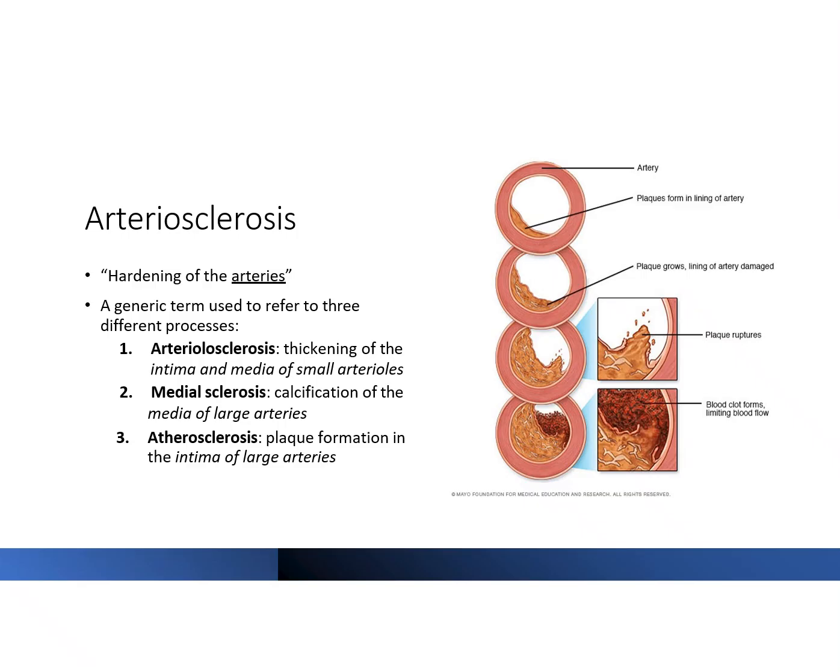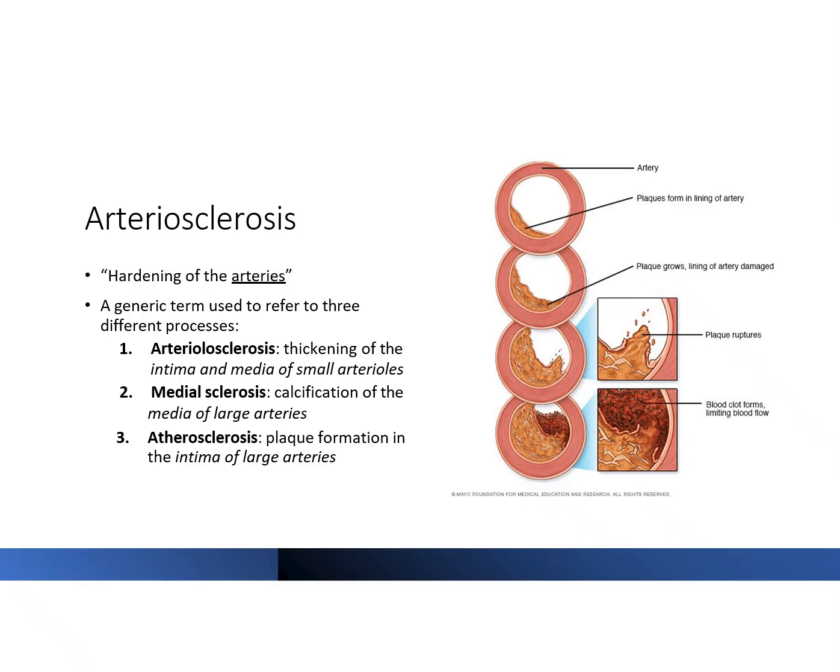All 3 processes ultimately impair perfusion, but they do so in different ways and in different vessels. So arteriolosclerosis affects small arteries and arterioles. Pathologically, this involves thickening of the intima and media, progressive narrowing of the lumen. This form is especially important in chronic hypertension, diabetes, and kidney disease. From a histology standpoint, you often see thickened vessel walls, reduced lumen size, and ischemic changes in downstream tissues. This is a major contributor to end organ damage, especially in the kidneys and brain.